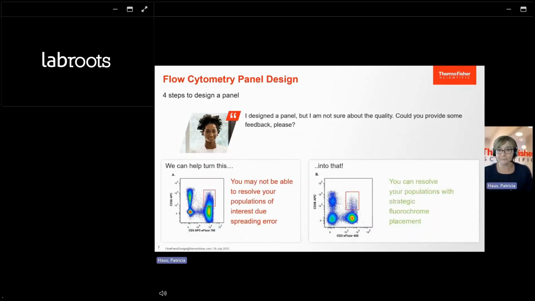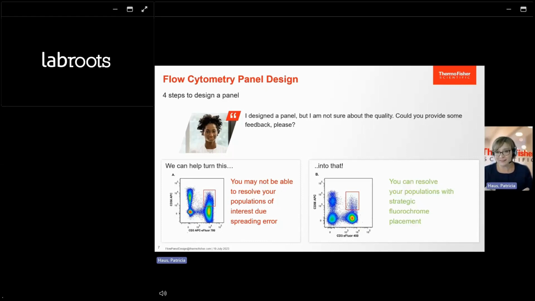So another example, again, a very popular request. I designed a panel, but I'm not sure about the quality. Could you provide some feedback, please? So the customer sent us the data on the left side. And as you can see, the customer will have a very hard time resolving this double positive population with this combination of fluorophores. The reason is that we see a lot of spreading from the fluorophores on the x-axis into the adjacent detector on the y-axis.